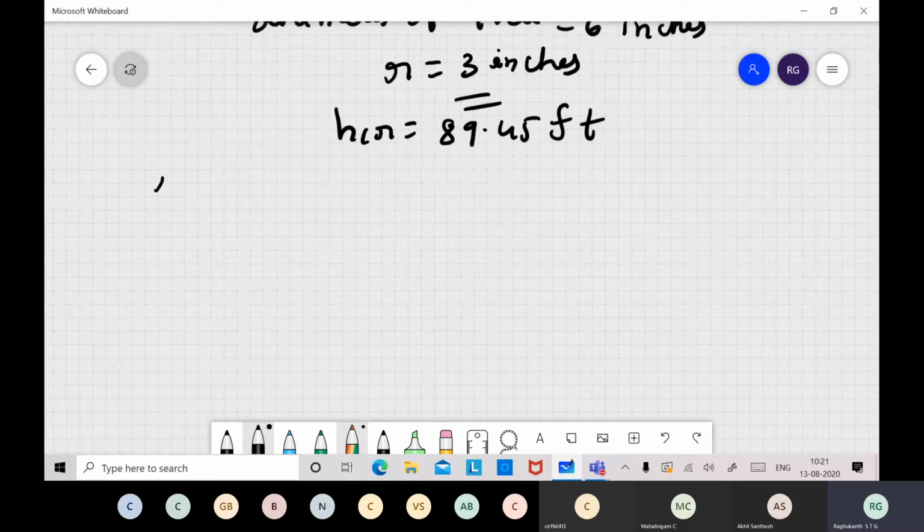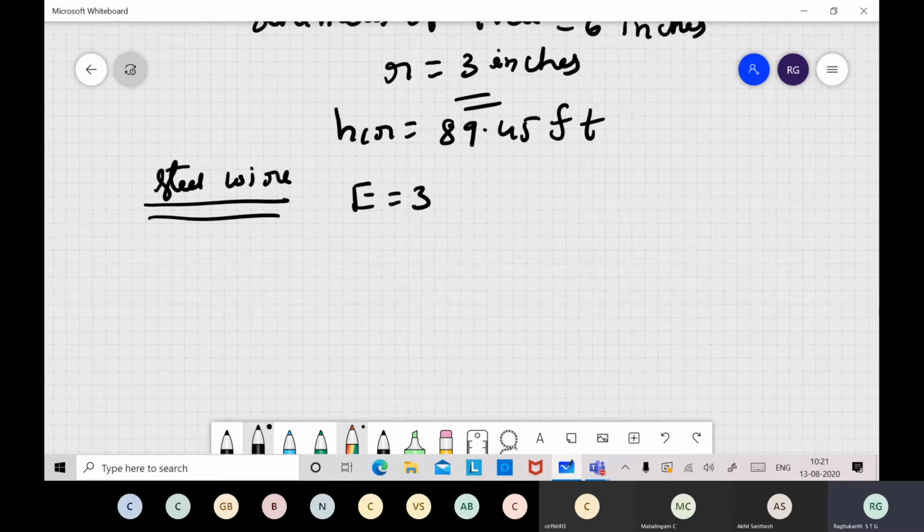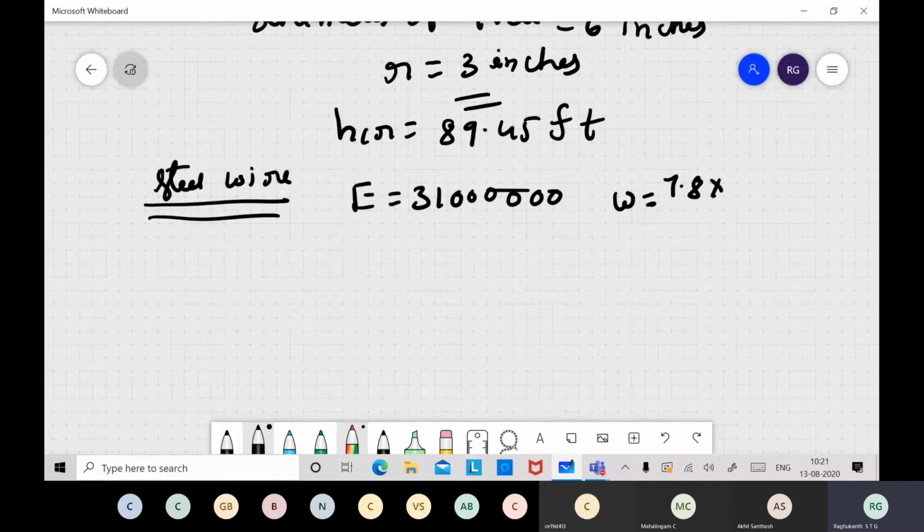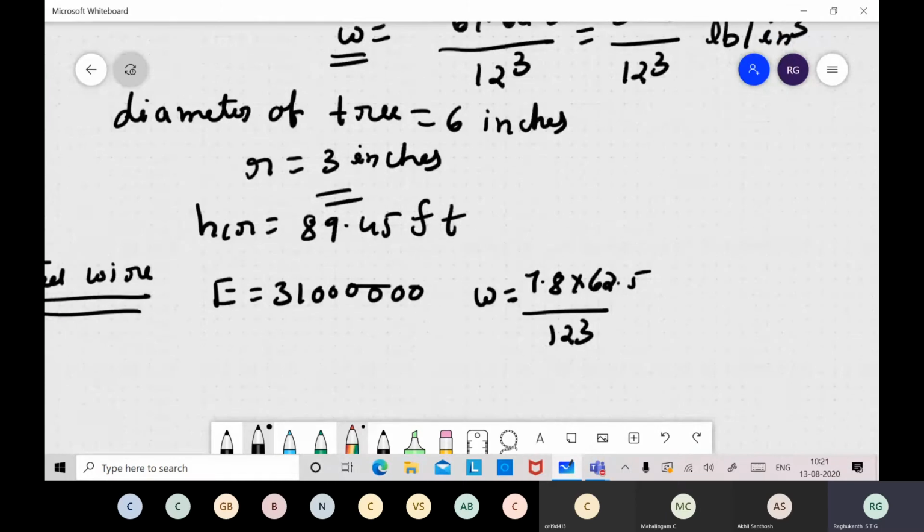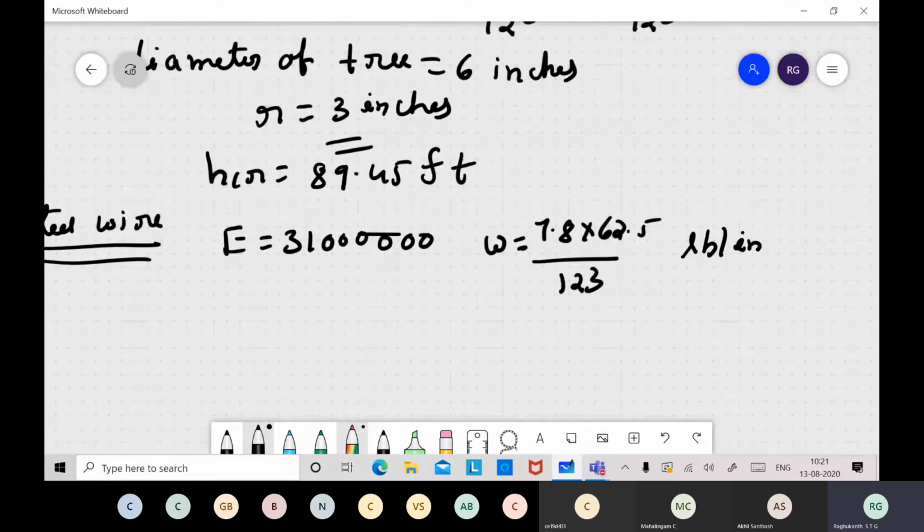Now if you take a simple steel wire, for self buckling, let us say for steel also, he has given the values in terms of other British units, so no need to worry. So W is 7.8 into 62.5 by 12 cube. So this converts into some lb per inch cube kind of a thing.